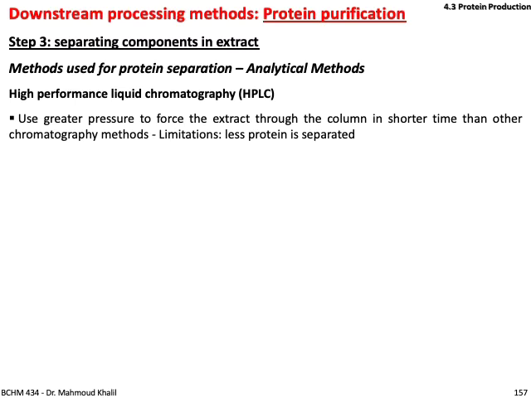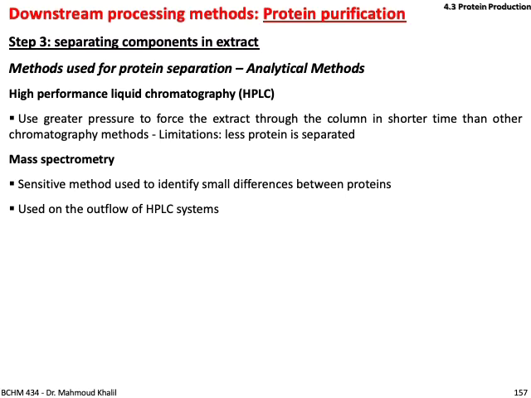There are other analytical methods for protein purification. The most famous is HPLC, high performance liquid chromatography. It uses greater pressure to force the extract through the column in a shorter time than other methods of chromatography. The limitation is that less protein is separated. You have as well mass spec, or mass spectrometry. It's a very sensitive method used to identify small differences between proteins, and it is used on the outflow of the HPLC system to identify the proteins.